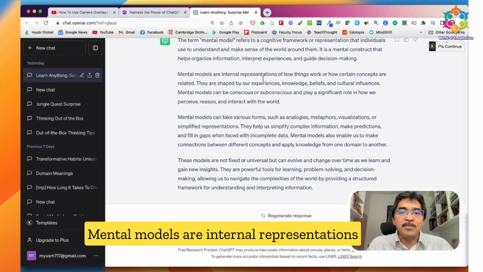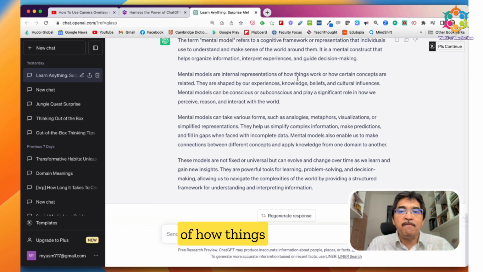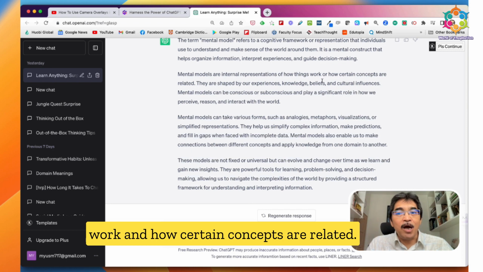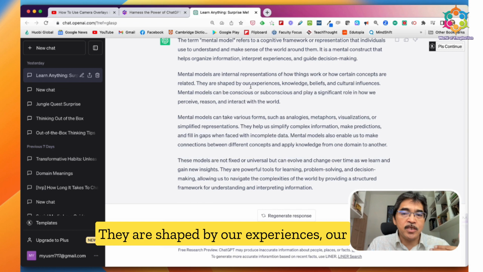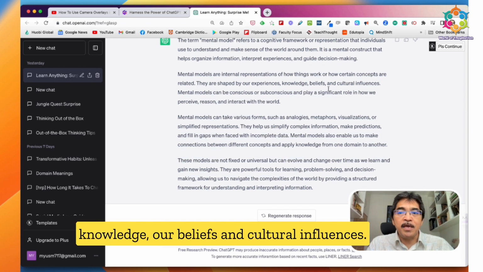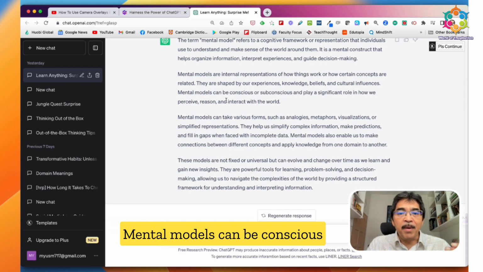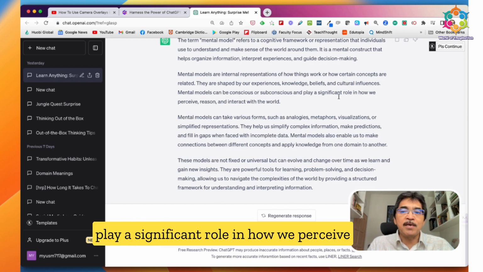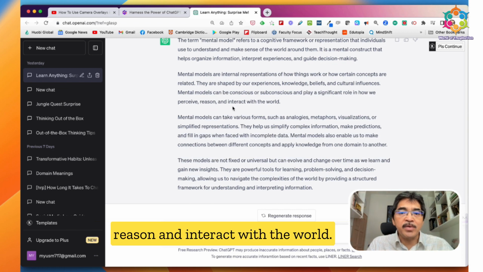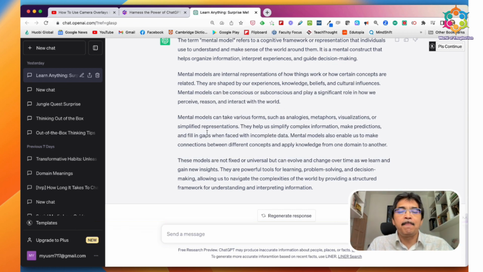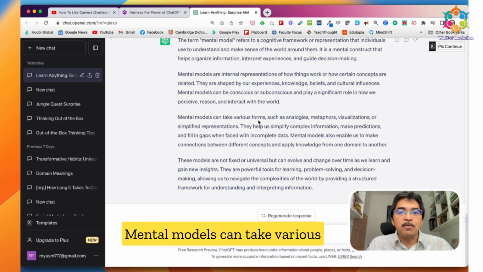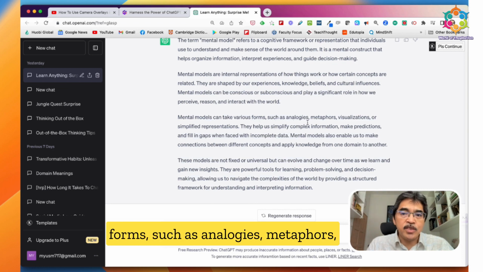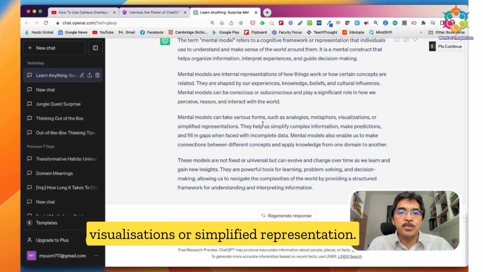Mental models are internal representations of how things work and how certain concepts are related. They are shaped by our experiences, our knowledge, our beliefs, and cultural influences. Mental models can be conscious or subconscious and play a significant role in how we perceive, reason, and interact with the world. Mental models can take various forms such as analogies, metaphors, visualizations, or simplified representations.